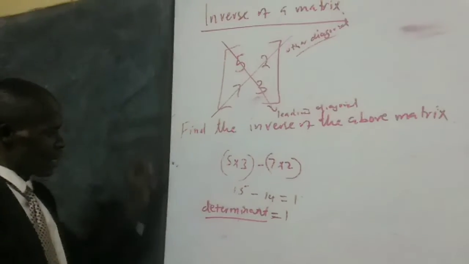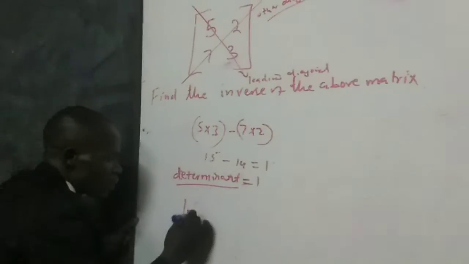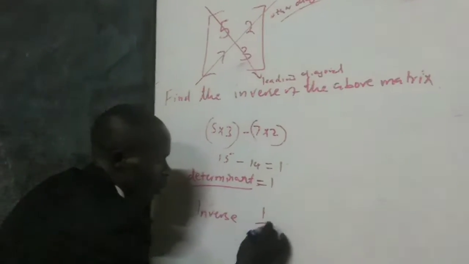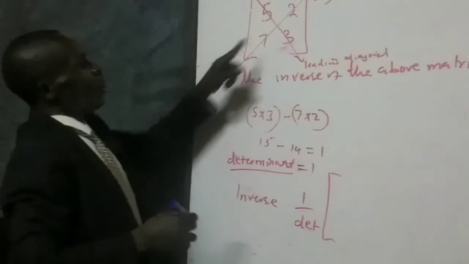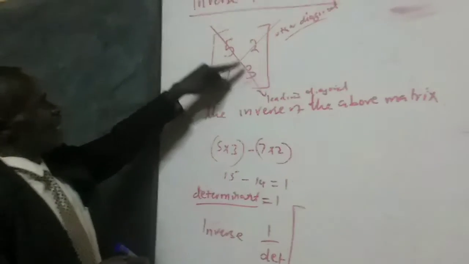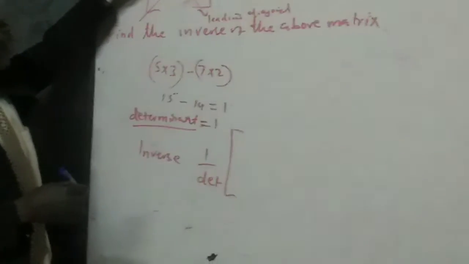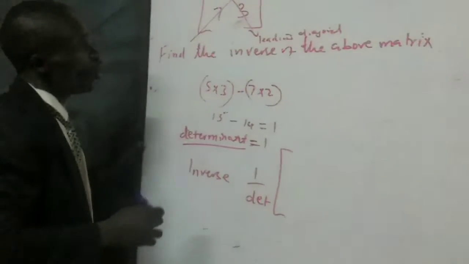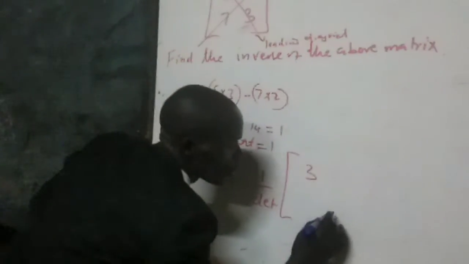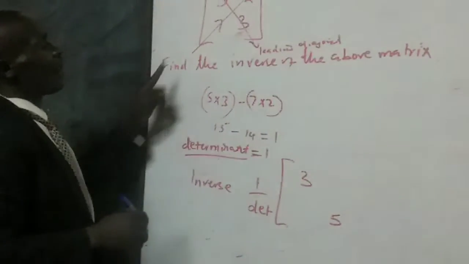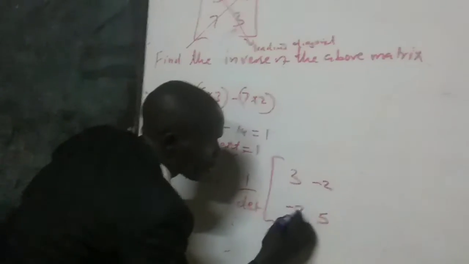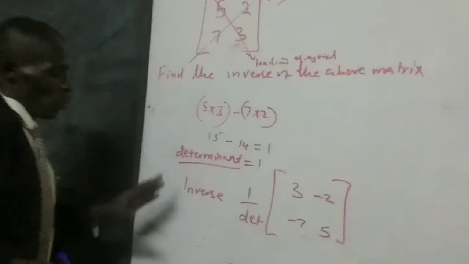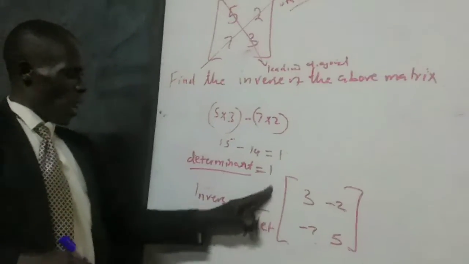So for us to get the inverse now, the inverse of that matrix will be 1 over the determinant. Then we alter the position of elements in the leading diagonal. Where there was 5, we write 3, and where there was 3, we write 5. So we change the position of those elements in the leading diagonal, and then we negate elements in the other diagonal. So that is -2, and that is -7. So this one we multiply by 1 over the determinant.